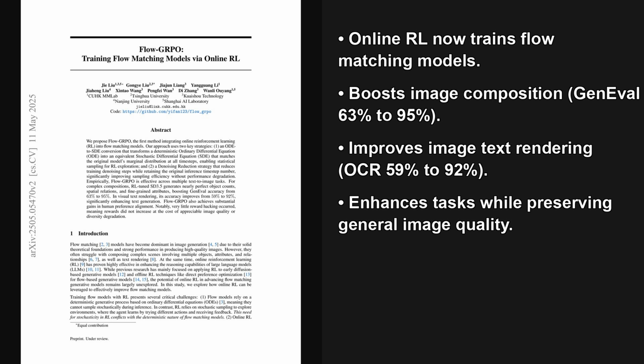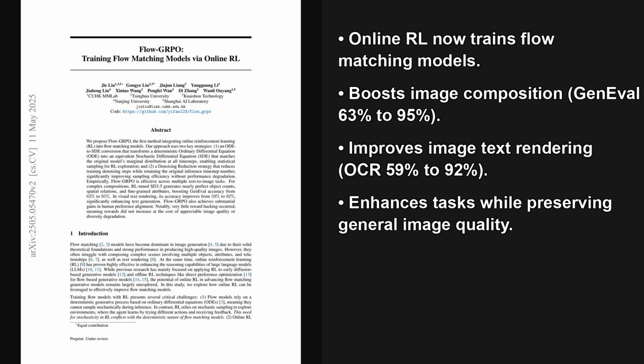I'm Alex. Today, we're diving into Flow-GRPO, Training Flow Matching Models via Online RL, a paper from May 11th, 2025. This research introduces Flow-GRPO, the first method to combine online reinforcement learning with flow matching models.